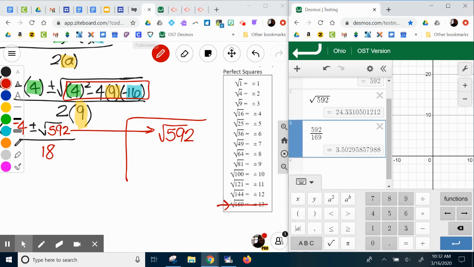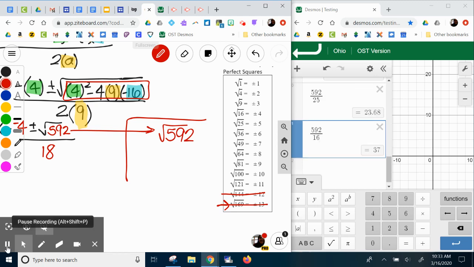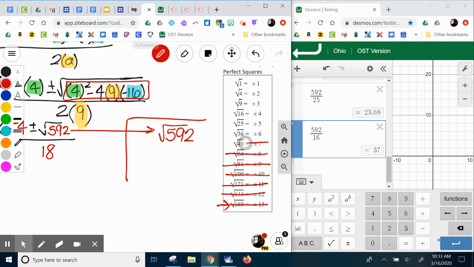Okay, so I'm going to try 144. Decimal. Okay, pause your video and try the rest of the numbers until you find the biggest perfect square that goes in there. Okay, so I tried all of these numbers. I tried 121, 100, 81, 64, 49, 36, 25, all of them, all the way up to 16.